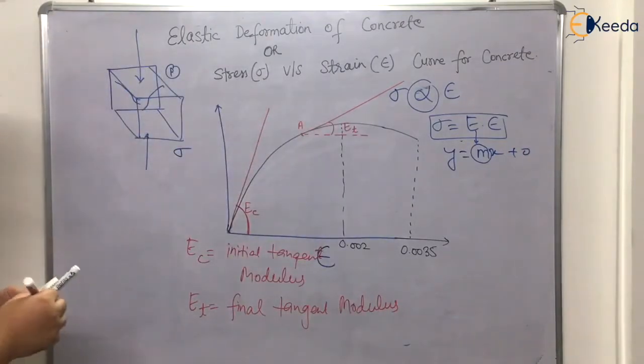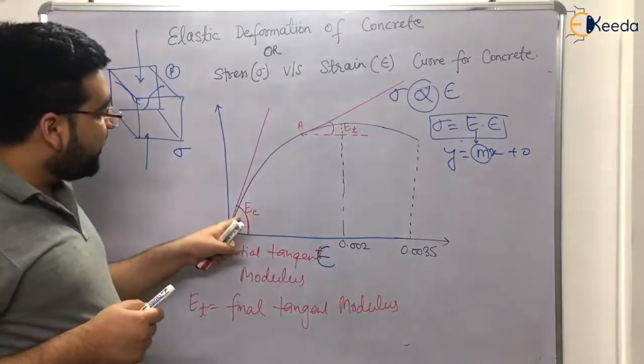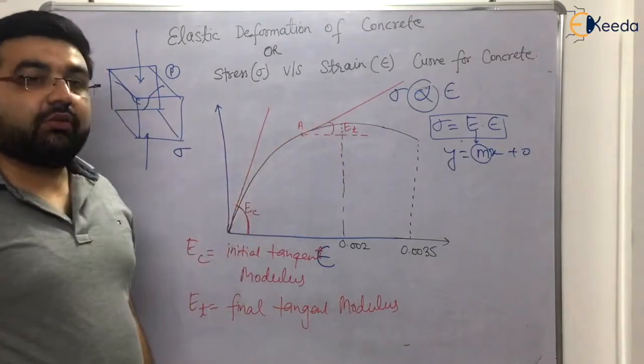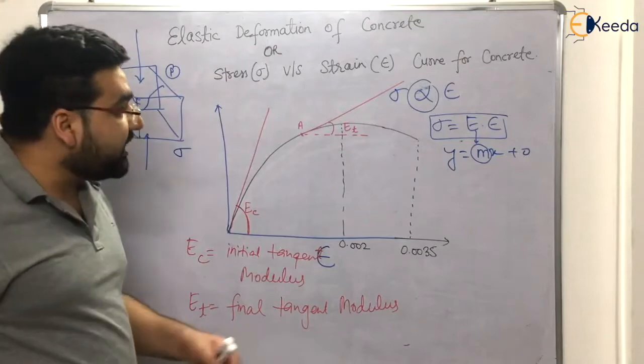Now, one more important thing. What the Britishers are doing is that they are using neither EC nor ET. What they are using is another modulus, known as the secant modulus. So what is the secant modulus?